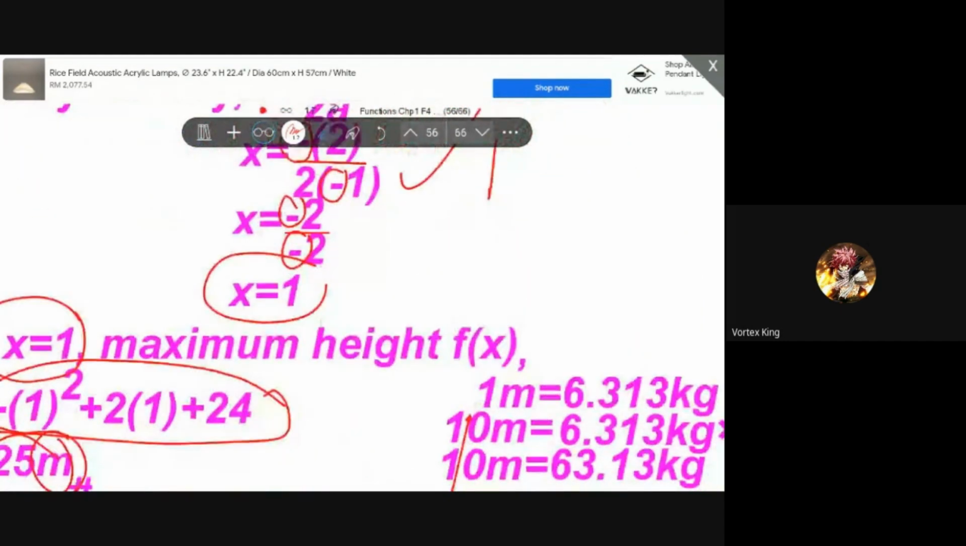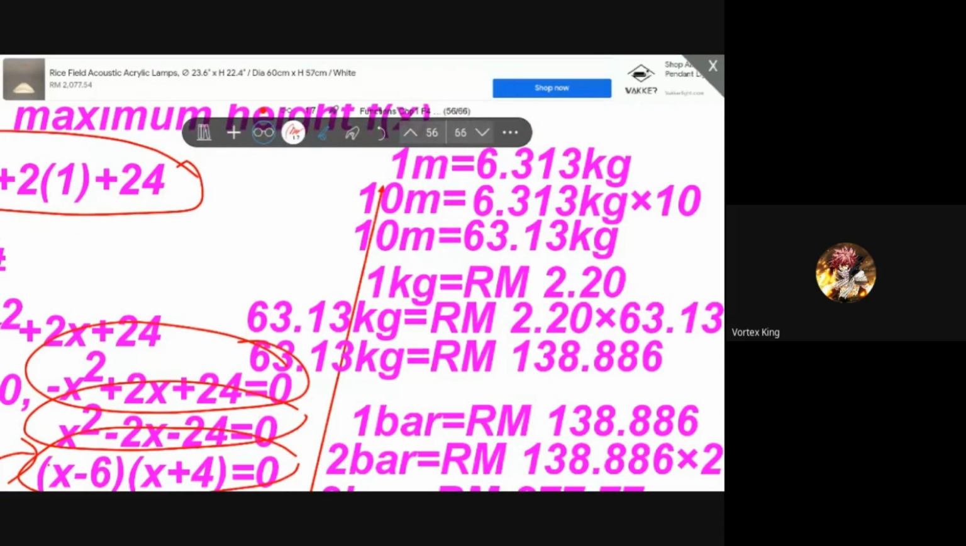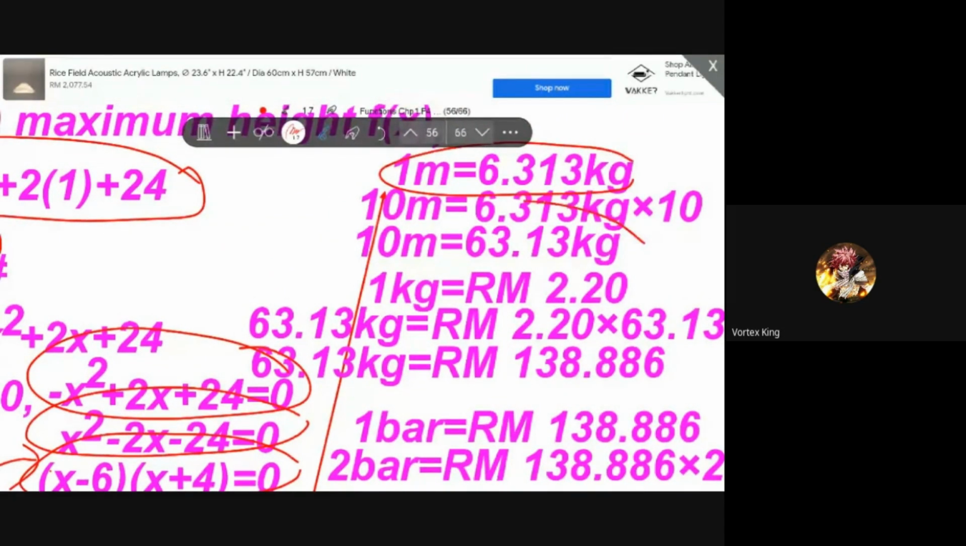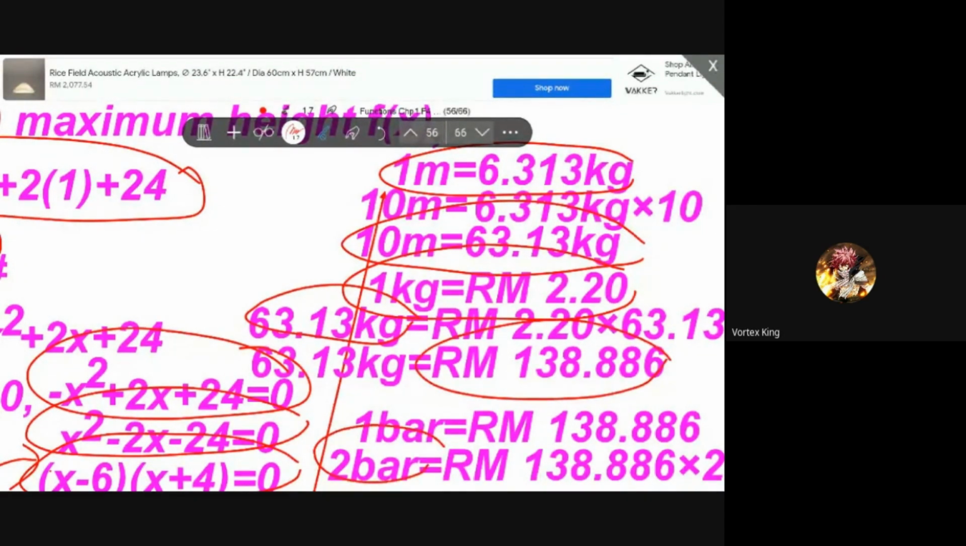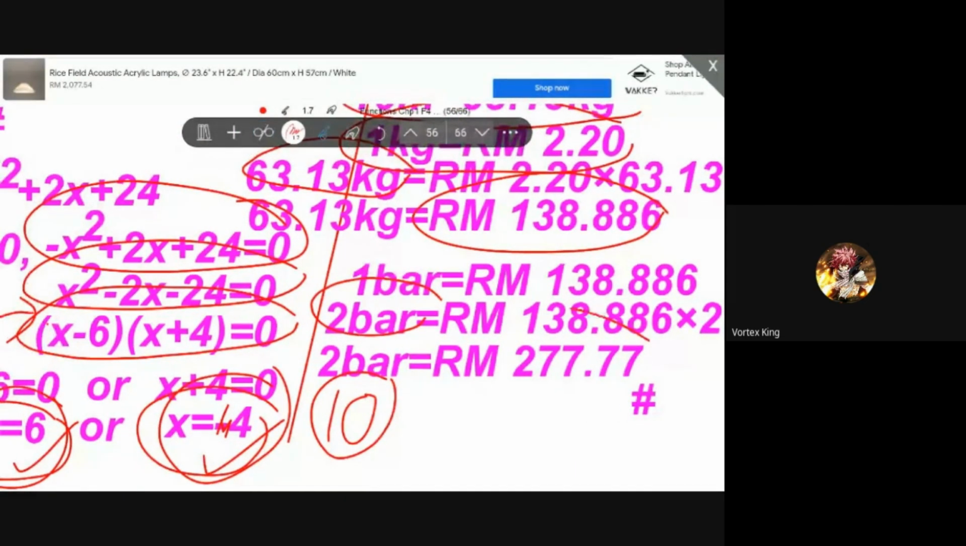Okay? So how you solve this is you do ratio like this. 1 meter 6.313 kg, so 10 meter is 63.13. 1 kg RM 220, so 63.13 kg you will get this one as you say. But don't forget mereka nak 2 bar sekarang. So 2 bar kena darab 2. For those who say 2 decimal point, correct. Betul juga. 2 tempat perpuluhan. Because RM we want in cent. RM and cent. So, don't exceed 2 dp. Don't exceed 2 decimal place. Okay? So, can understand this question?